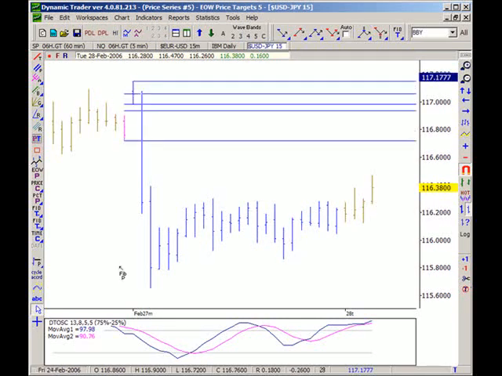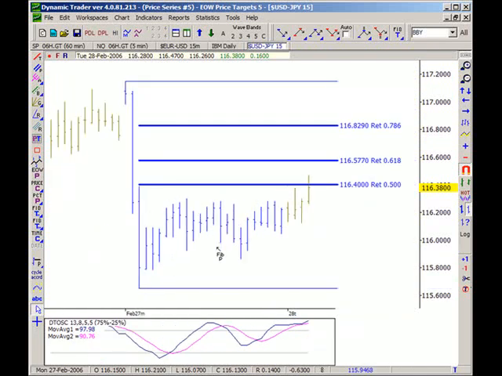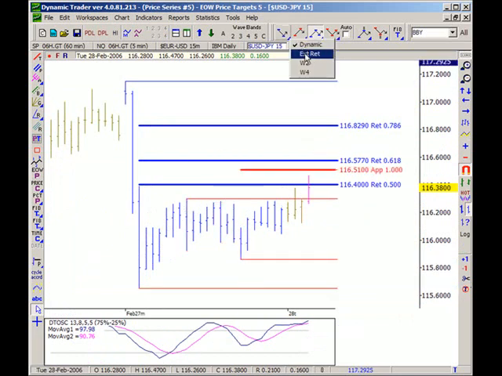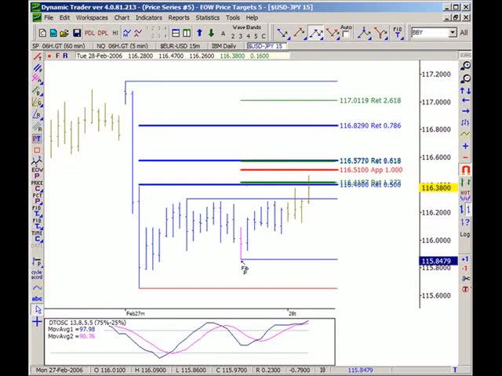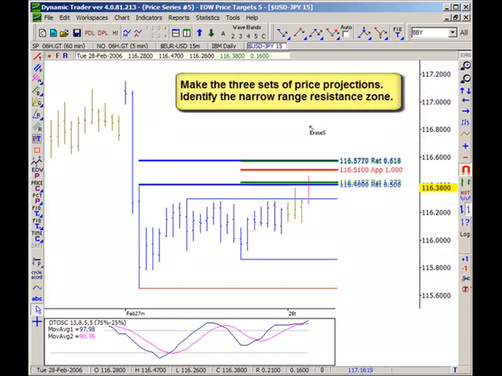Do our internal retracements, 50, 62, 78. Let's do our alternate price projection. And let's do our external retracements. See, it's just the three sets. We do those, and then we identify the zone, our zones, which have a relatively narrow range.